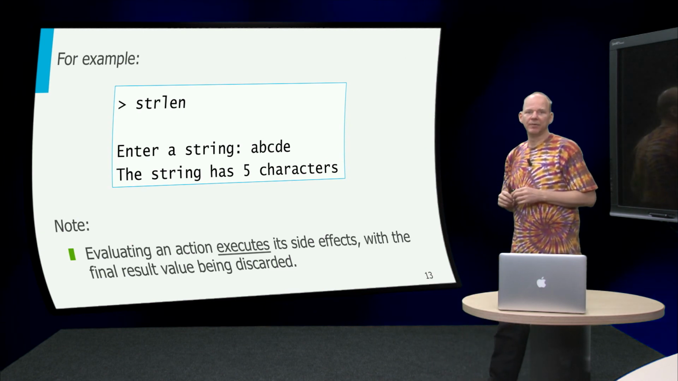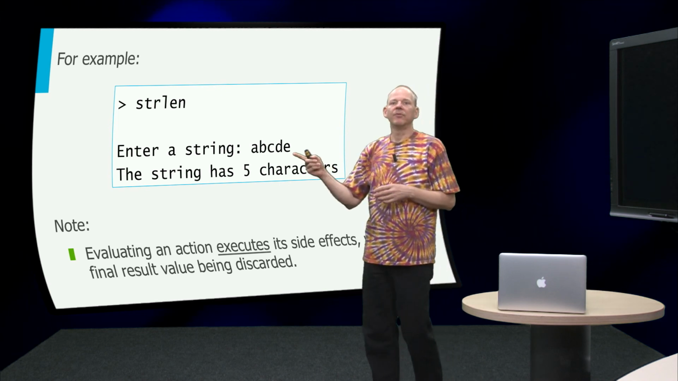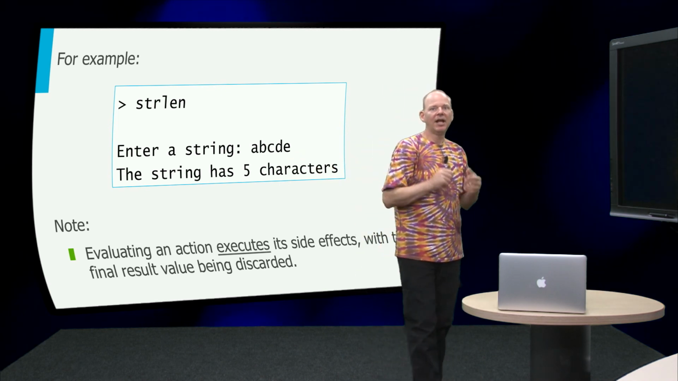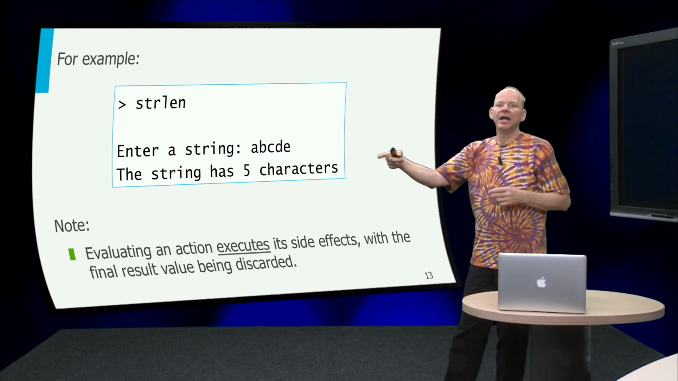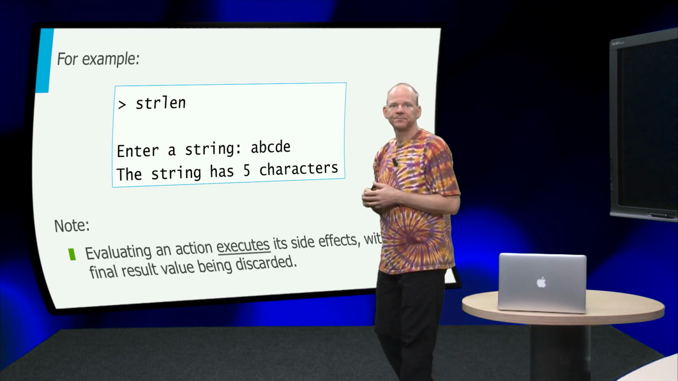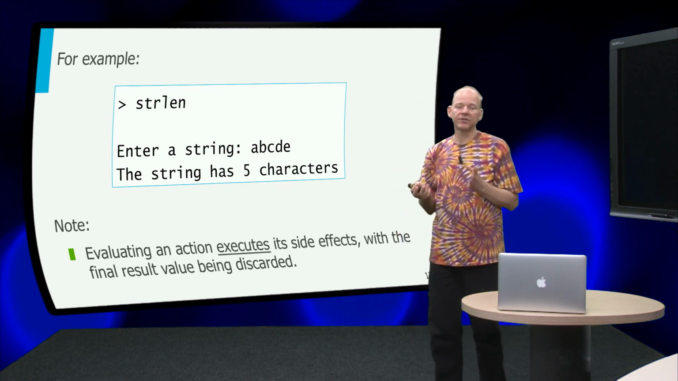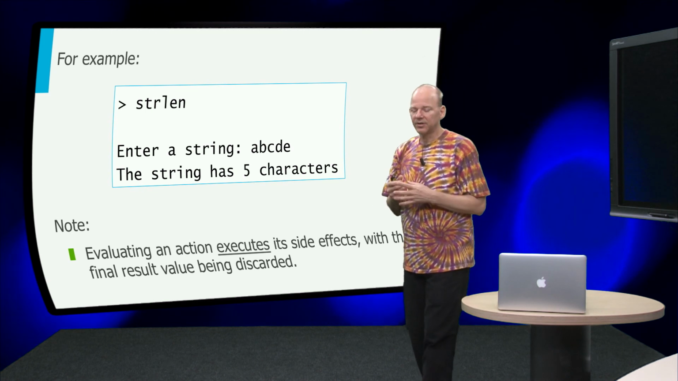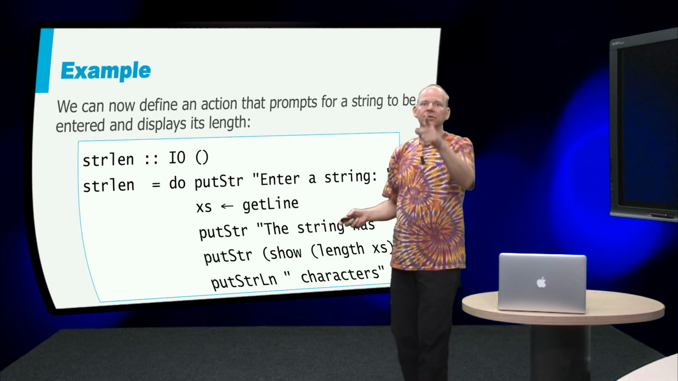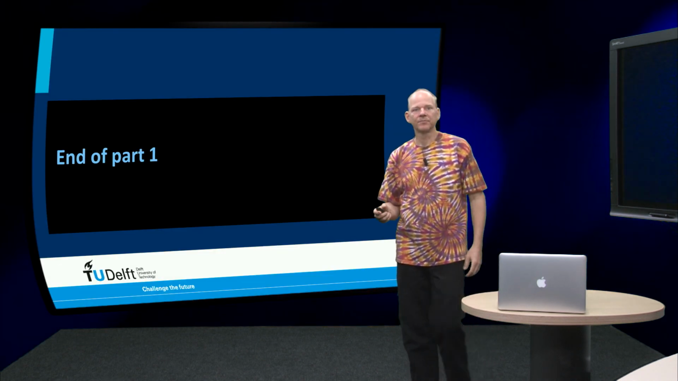And when we run this string length in GHCi, it will print "enter a string", we type a string, and it will tell us that this string has 5 characters. Note that this thing is only evaluated for the side effects. It doesn't return a useful value, and we see that because it has type IO of unit.